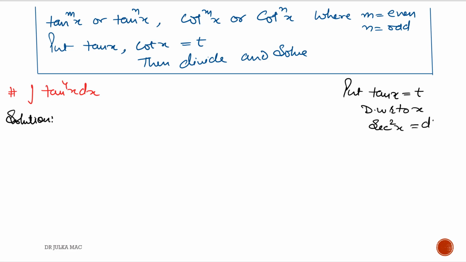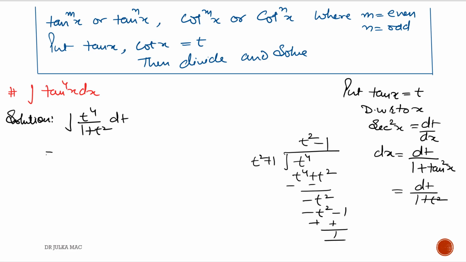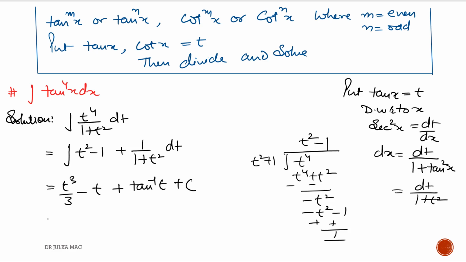So dx equals dt upon sec square x, which equals 1 plus tan square x, and replace tan x by t. So dt upon 1 plus t square equals dx. So tan x is replaced by t and dx replaced by dt upon 1 plus t square. Now divide this fraction. After division we will get t square minus 1 plus 1 divided by 1 plus t square. This is quotient plus remainder upon divisor. Integration of t square is t cube by 3. Integration of 1 is t, and the integration of 1 upon 1 plus t square is tan inverse t. Replace t by tan x, and the answer is tan cube x upon 3 minus tan x plus c.